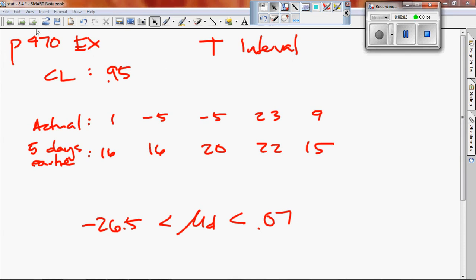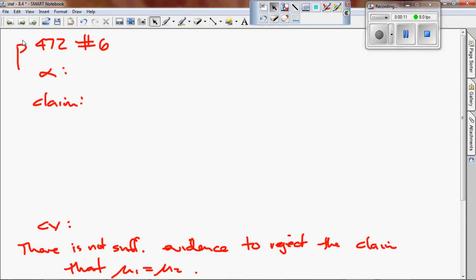Alright, now we're going to do one exercise from the homework problems. We're going to do number 6 on page 472. It says, as part of the National Health and Nutrition Examination Survey conducted by the Department of Health and Human Services, self-reported heights and measured heights were obtained for males aged 12 to 16 listed below. So we need to enter all of these values into list 1 and list 2 of our calculator.